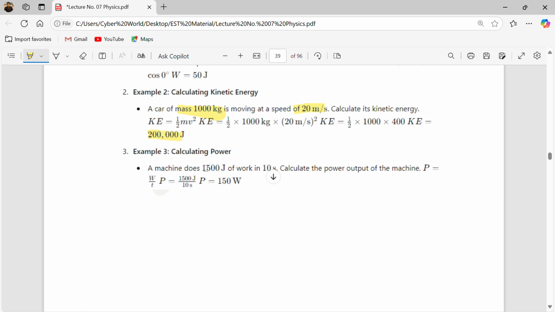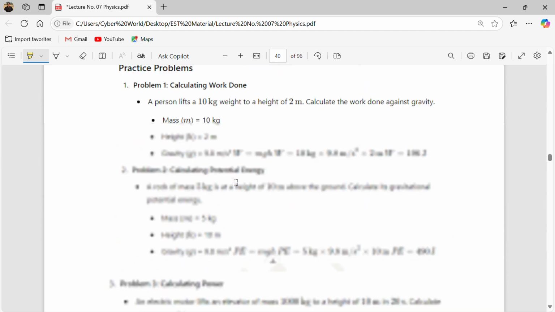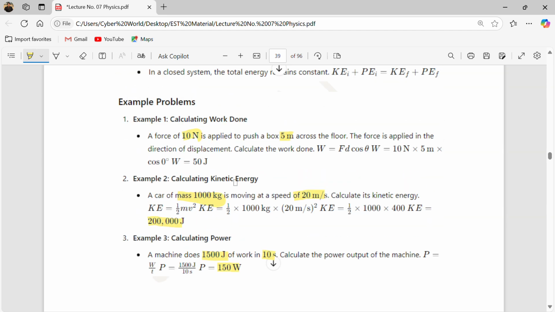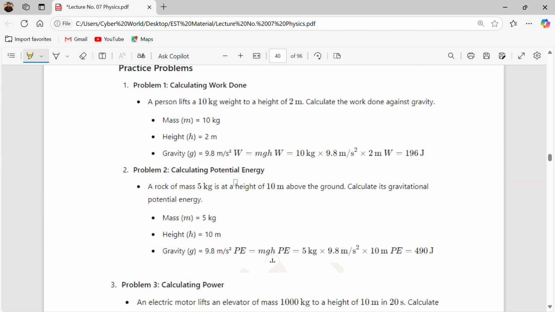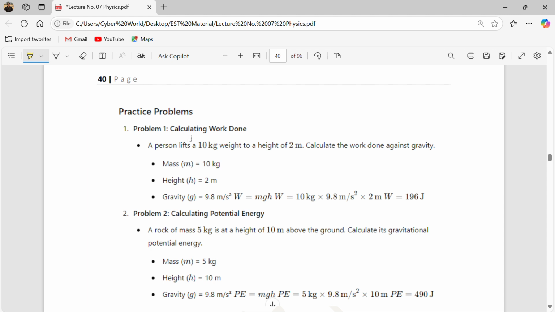A machine does work of 1500 joules in 10 seconds. So calculate the power. You just have to divide work by time. So 1500 divided by time, which is 10 seconds. You get power, which is in watts. So 150 watts. This is how the problem should come. Now let's move on towards our practice problems.